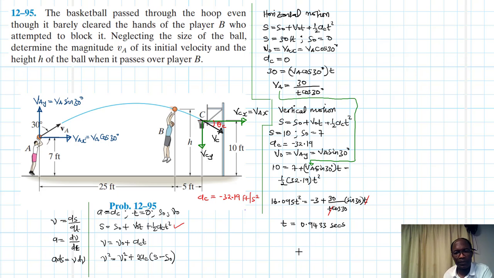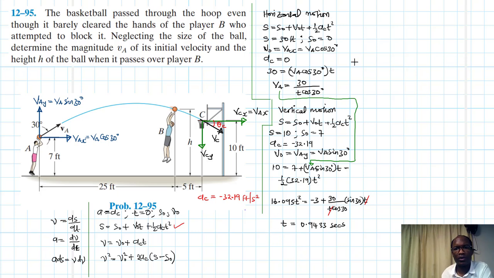So this is the time. Let me check it again. Minus 3 plus 30, which is 15, divided by cos 30, divided by 16.095, square root of that. We have 0.9433. Alright, this is the time it takes for the ball to move from A to C.